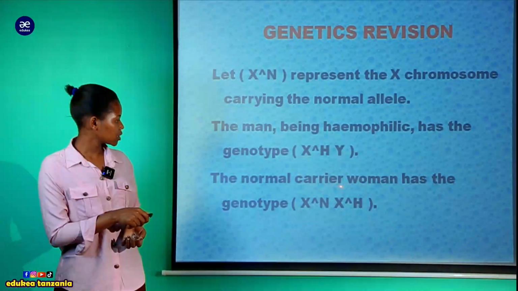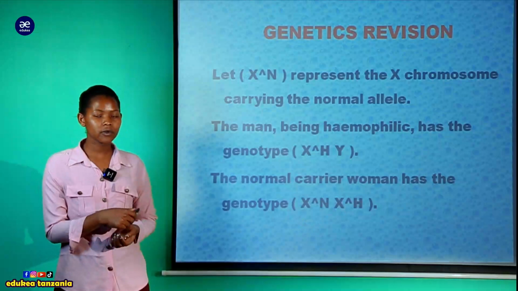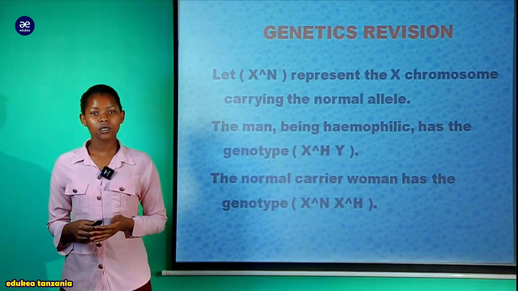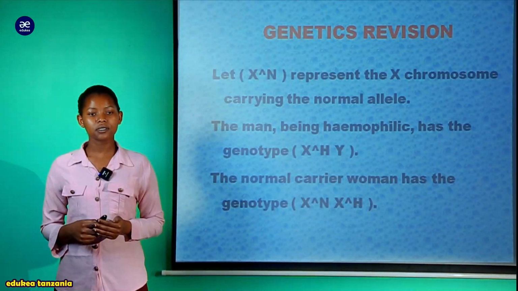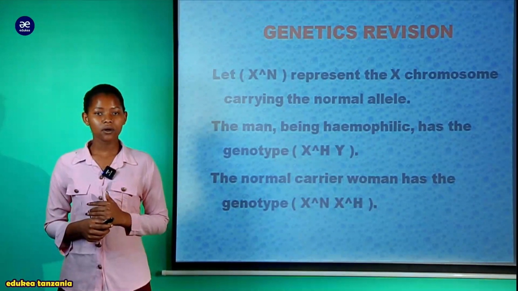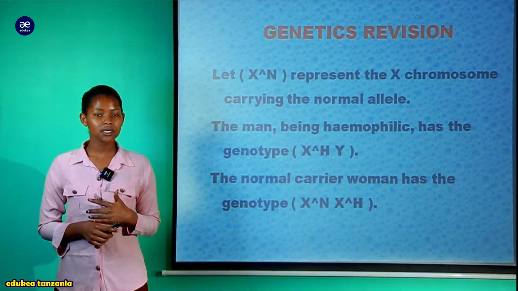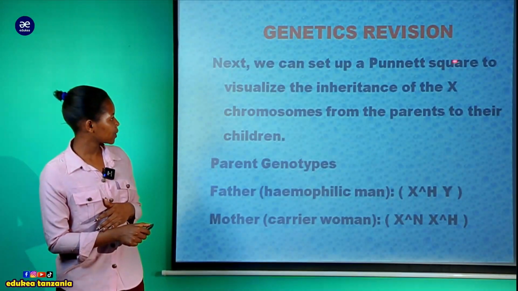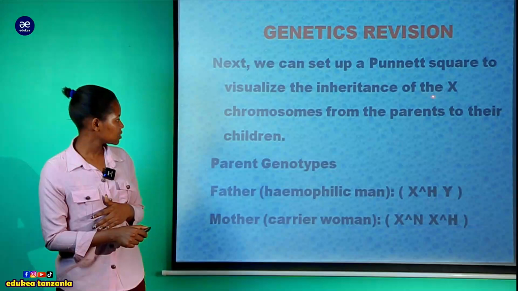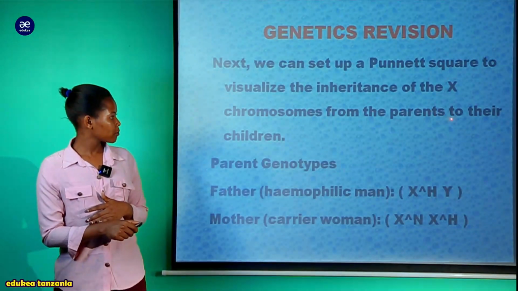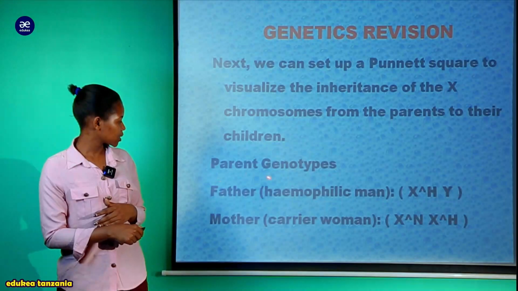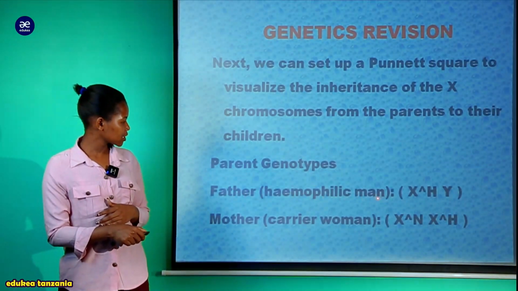And then the normal carrier woman has the genotype of X raised to capital letter N and X raised to capital letter H, that is the carrier. Now we are going to see the crossing between these two individuals and their resulting offspring. And next we can set up a Punnett square to visualize the inheritance of the X chromosome from the parents to their children. Parent genotype, you can see the father, the hemophilic man.